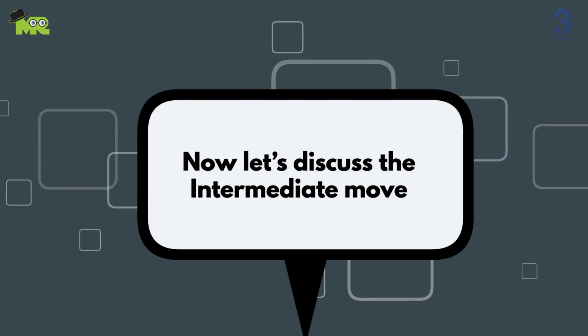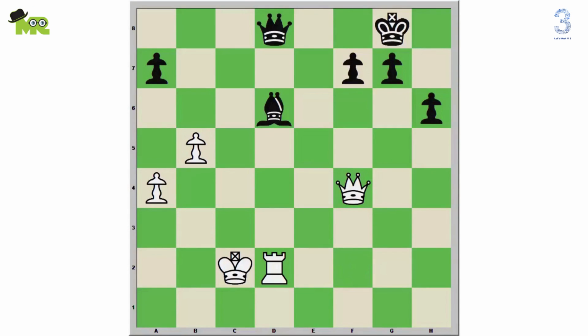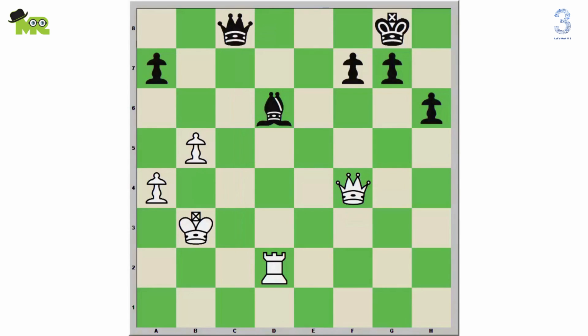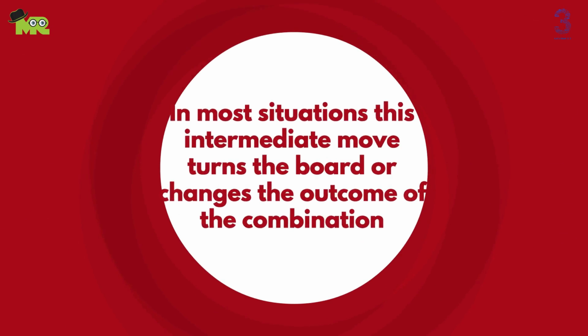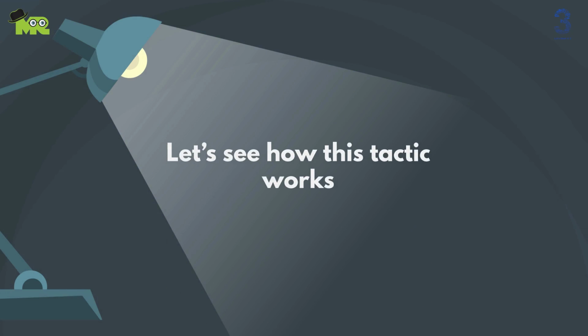Now let's discuss the intermediate move. The intermediate move is one of the most refined tactical procedures in the game of chess. When any player is not playing an obvious move to capture and instead that player is playing another move, this is called an intermediate move, or an in-between move. In most situations, this intermediate move turns the board or changes the outcome of the combinations. Let's see how this tactic works.